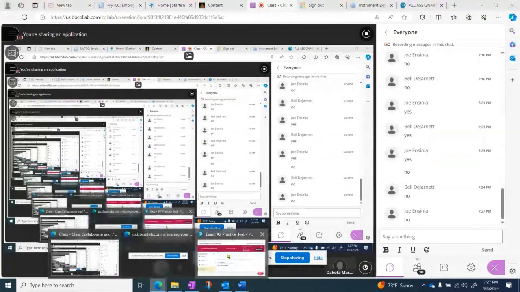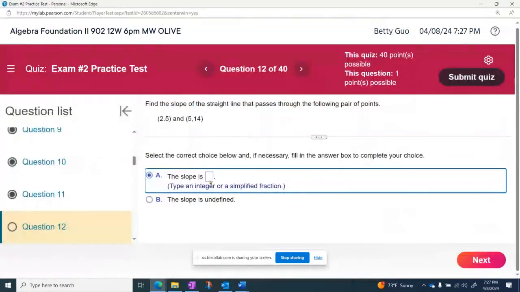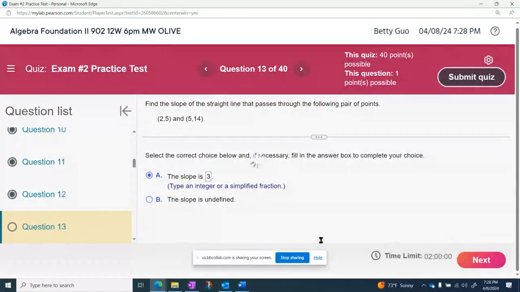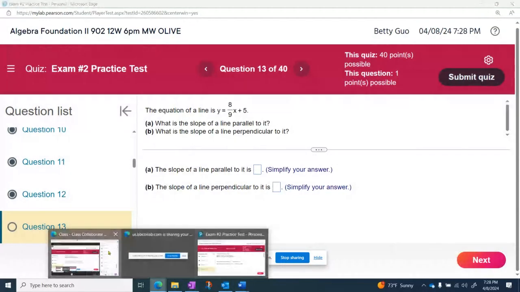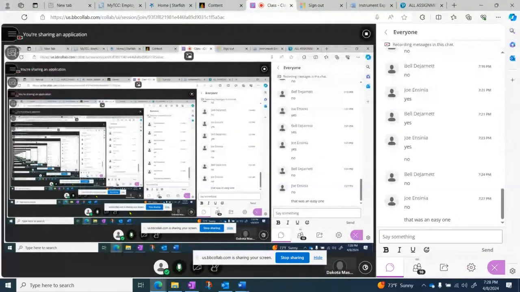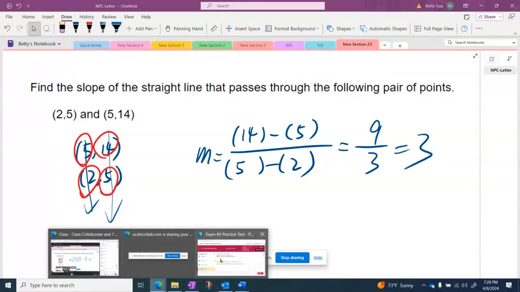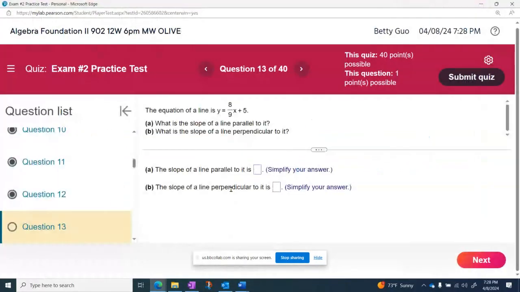Okay, so the slope is 3. Next, let's see the question here. That was an easy one. Yeah, I agree. If it has a negative sign, that would make it a bit more challenging. So I recommend that you use the structure, parentheses minus parentheses, and then you don't make a mistake with the sign, or there is less chance to make a mistake. There's a reason I recommend a certain method or steps.